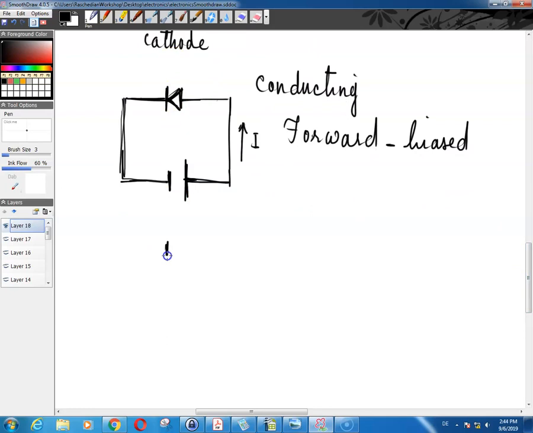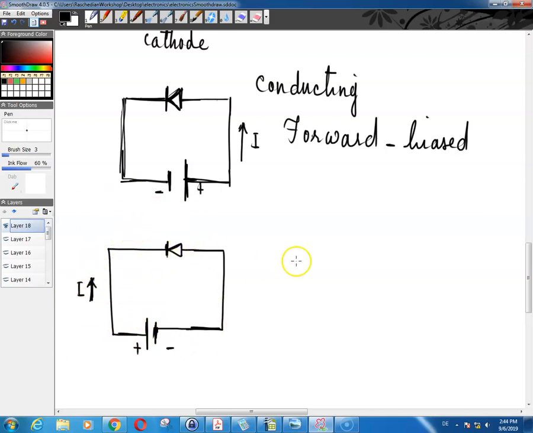Now, let's suppose that you have the exact same diode, and this time I connect the cathode to the positive pole of the power supply, and the anode to the negative pole. This is positive, this is negative. In this orientation, there is no current going through your circuit because the diode is not conducting. In this orientation, we say that the diode is reverse-biased.